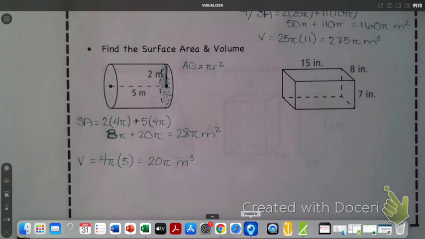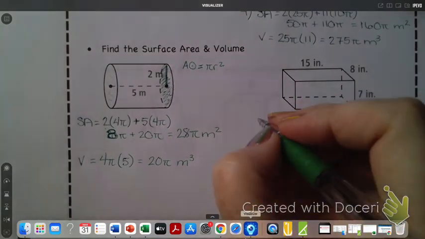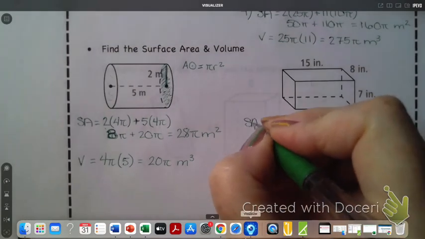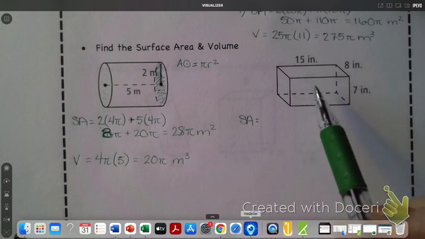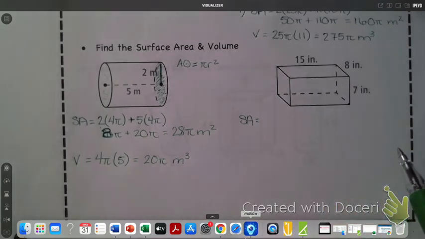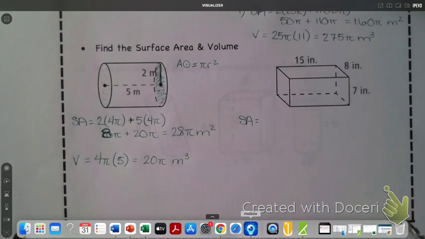Cooper, you gotta pick the next person. Brian. Okay, Brian, surface area of this prism. What kind of a prism is this, Brian? A rectangular prism. Okay. So how are we gonna do surface area, Brian?